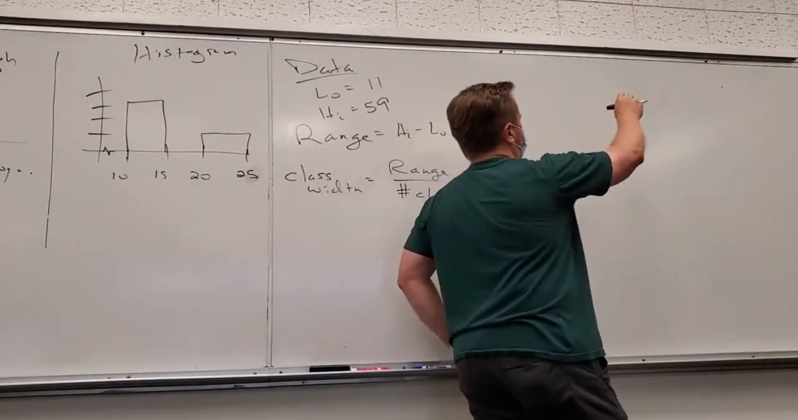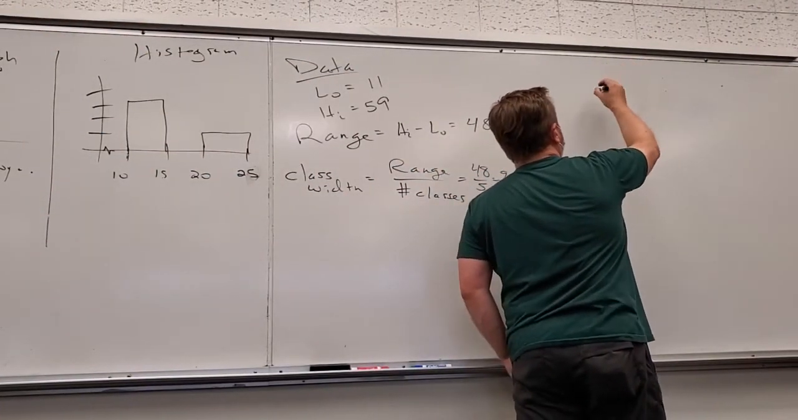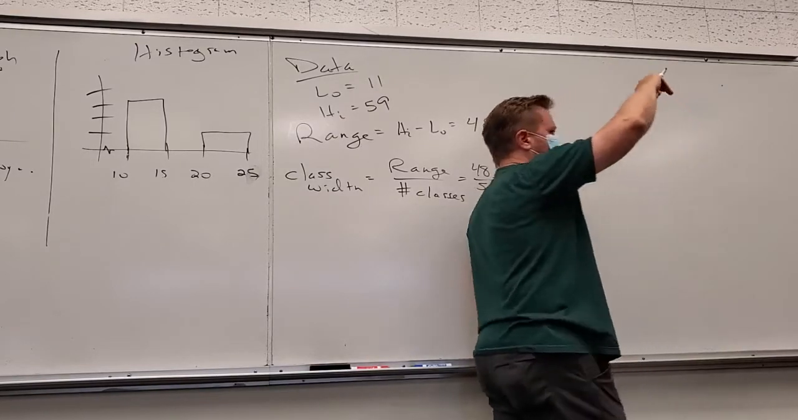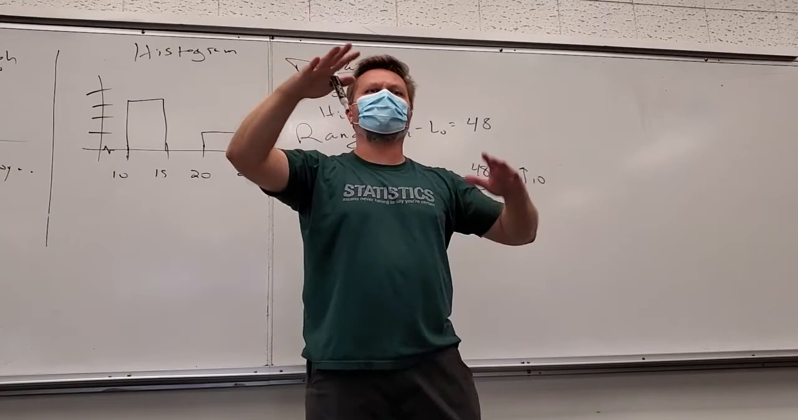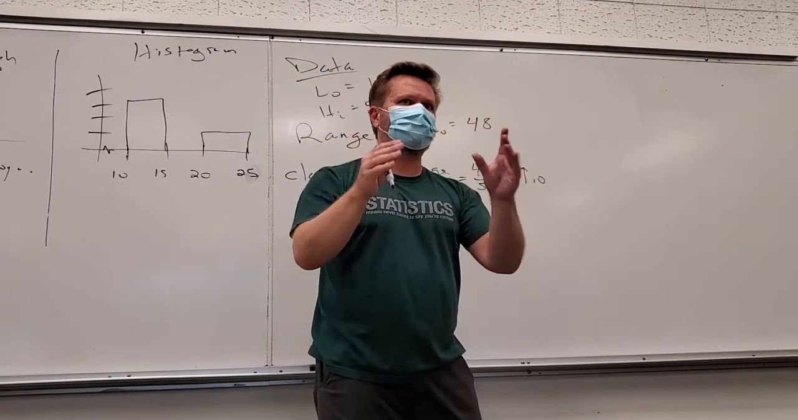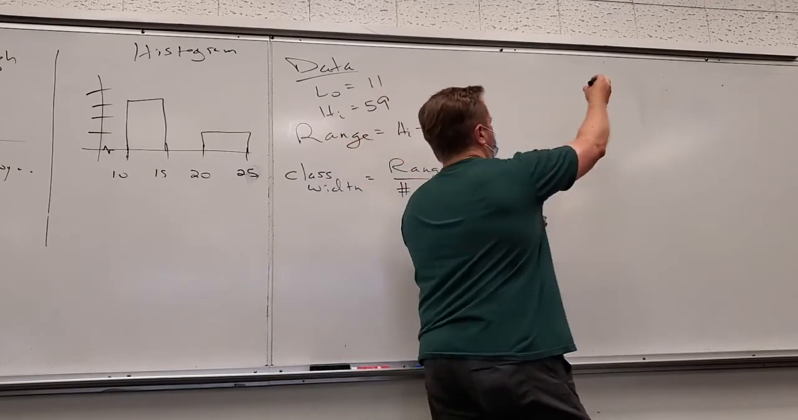So we did something last time about frequency. We just counted how many times the data happened. Relative frequency was that divided by the total to make a percentage. We're going to do the same thing. We're just going to do it in terms of classes now instead of individual data points.